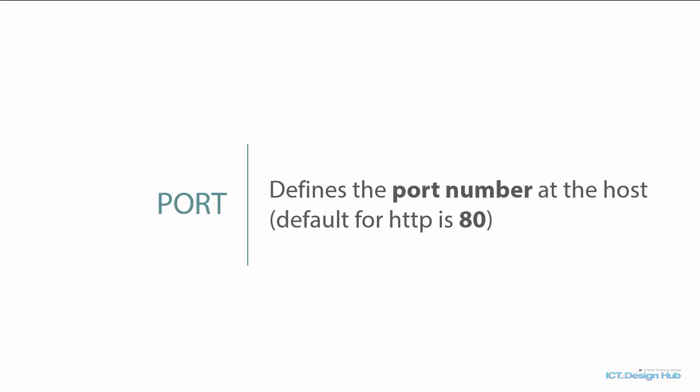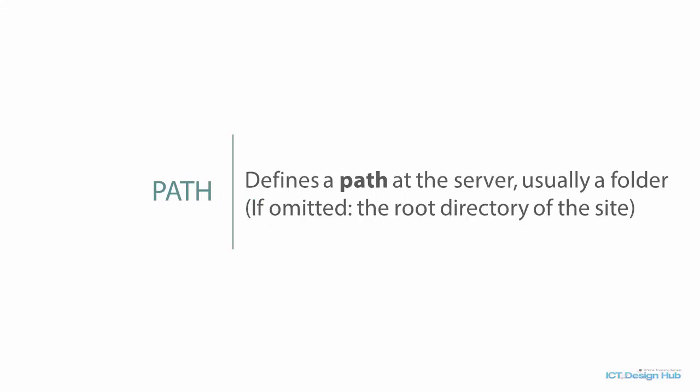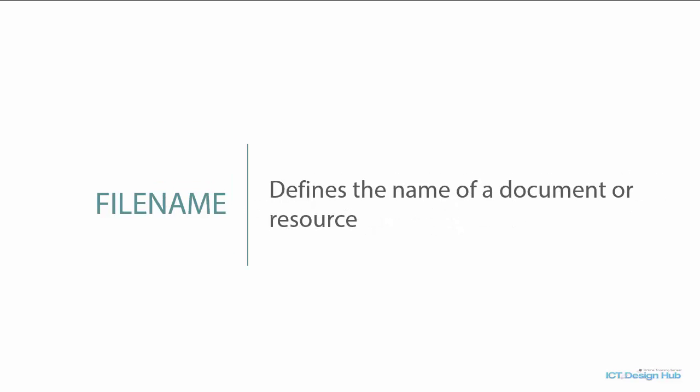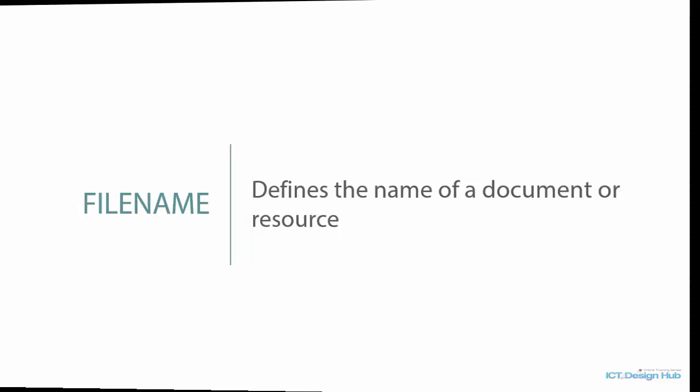Port defines the port number that is being used. The default for HTTP access is 80. The path defines a location at the server, which in many cases is going to be a folder where you have some resources that you want people to access. So in that case, it is going to be the domain name, then slash the path name, then slash the file name. Let's quickly see this on the browser.